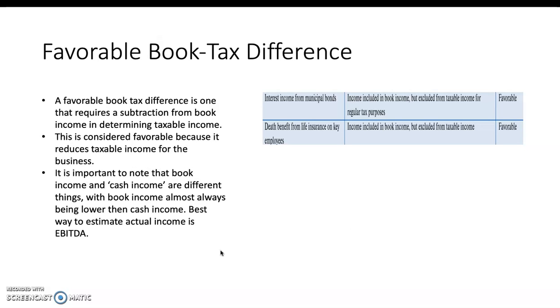So favorable book tax differences. A favorable book tax difference is one that requires subtraction from book income in determining taxable income. This would be considered favorable because it reduces a company's tax liability at the end of the year.